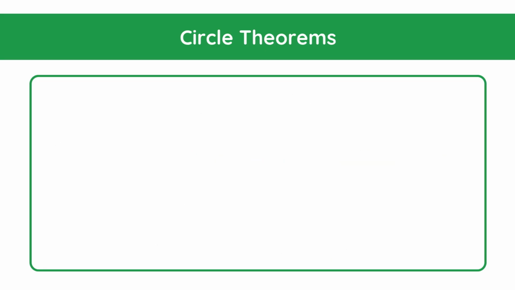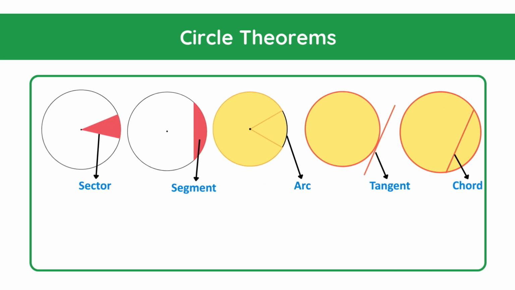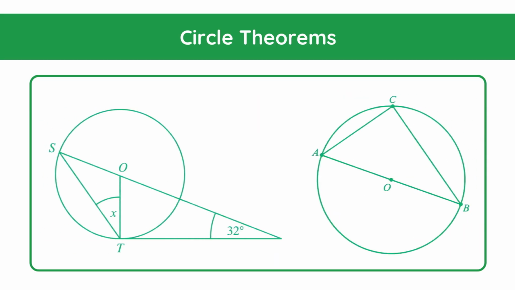Now, a circle has a few other important parts too. The chord, the tangent, the arc, the segment, and the sector. And there are 7 very powerful rules that connect all of these parts together. These rules are called the circle theorems, and they are one of the most commonly tested topics in GCSE Maths. Once you know them, you can find unknown angles and lengths in a circle without ever needing a protractor.